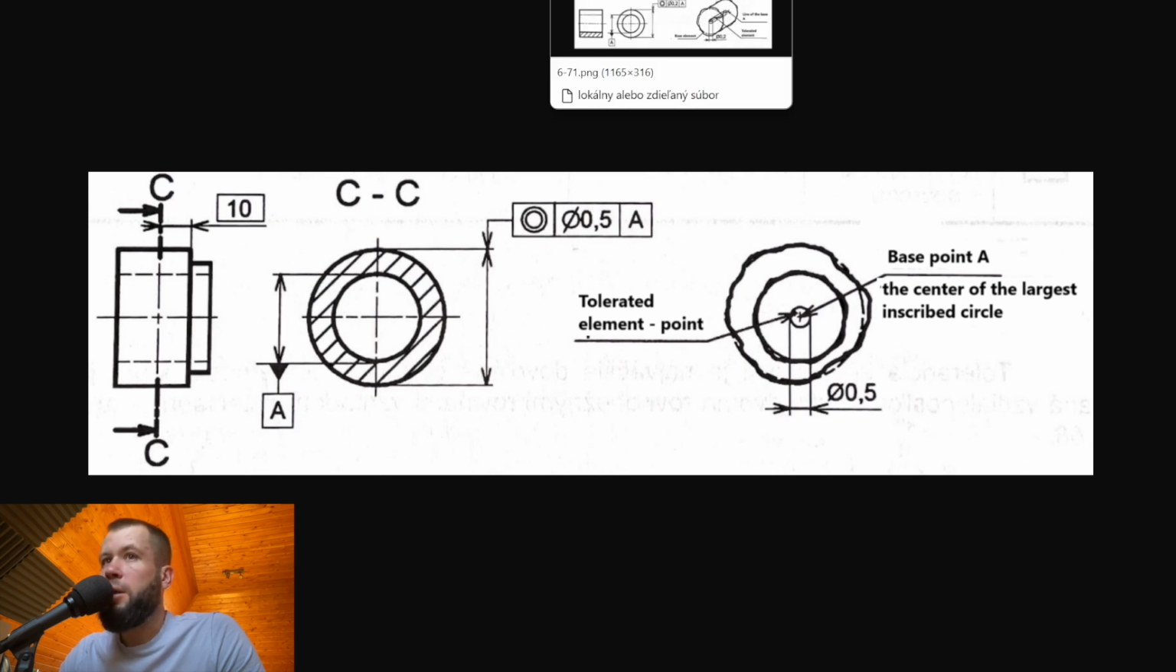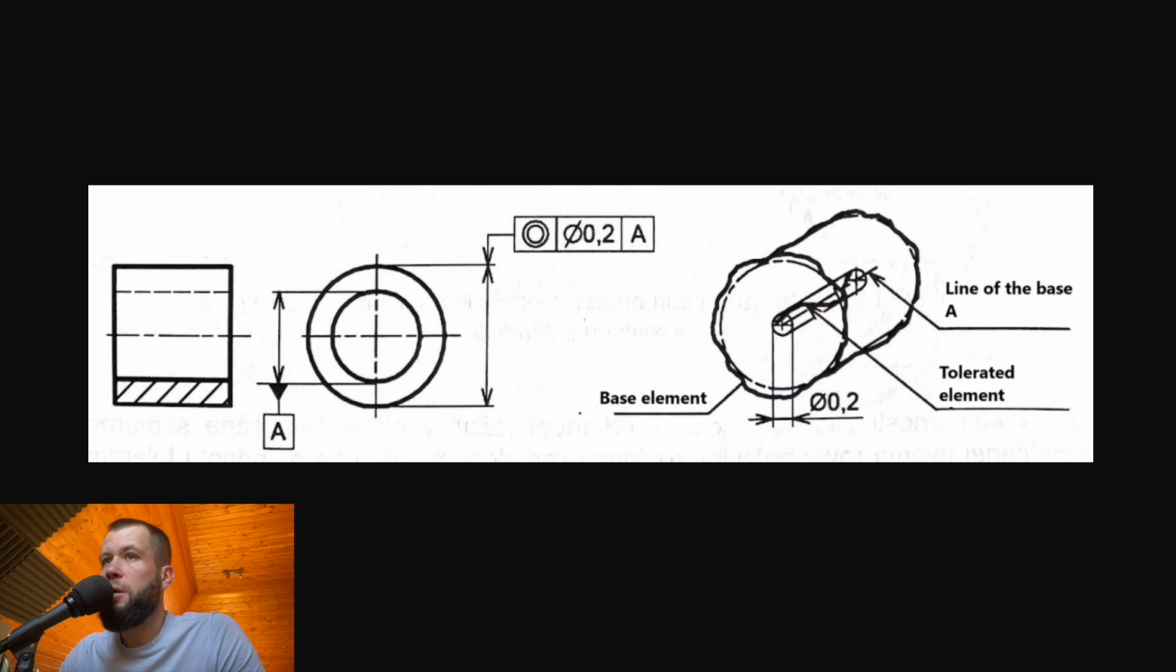Alignment tolerance is the largest distance between the axis of the considered rotating surface and the axis of the base surface, as you can see in this picture.